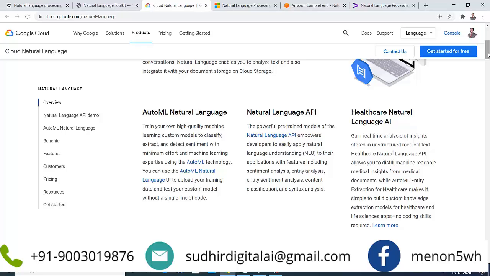Second, it provides you a Natural Language API. The powerful pre-trained model of the Natural Language API empowers developers to easily apply natural language understanding to their application with features including sentiment analysis, entity sentiment analysis, content classification, and syntax analysis. It also provides you a Healthcare Natural Language AI, which is specifically industry driven.